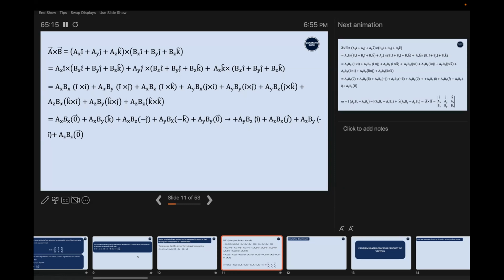Similarly, I cap is there. Where is I cap? Ay bz is I cap, az by is minus I cap, and the remaining three are 0. So three terms will have positive I, positive j, positive k. Exactly the symmetrical terms will have negative I, negative j, negative k. Are these two steps clear? Right? Make a note of this.